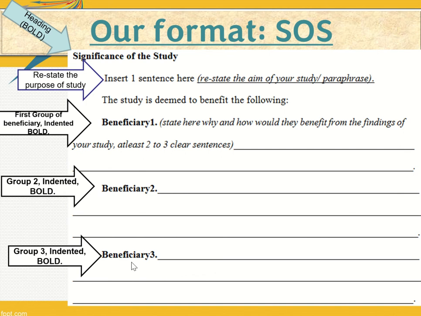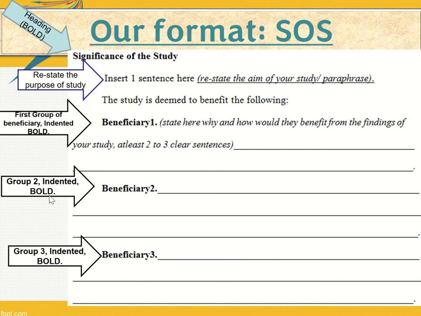And then you now have here the different groups of people that would benefit your study. So beneficiary 1, the first group of beneficiary, indented siya and then bold. Tapos tuldok. No, beneficiary 1. For example, nursing students. So nursing students, tapos tuldok. And then state here why and how would they benefit from the findings of your study. At least 2 to 3 clear sentences. You have to be clear and concise.